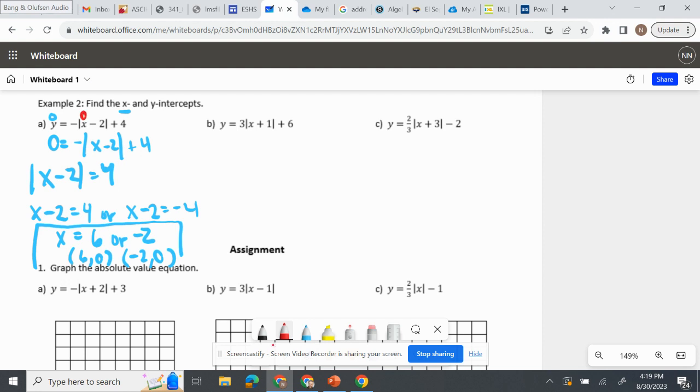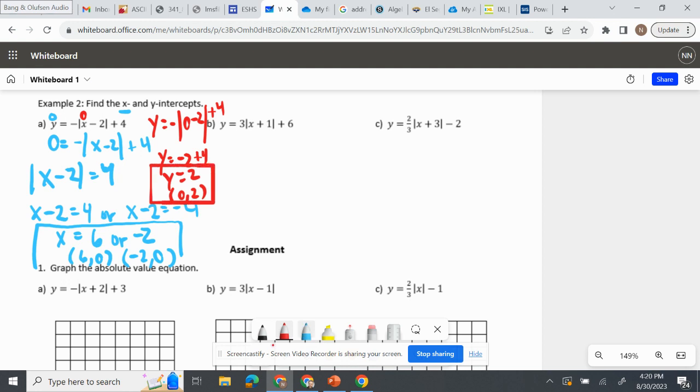for the x. So what we have is y equals negative the absolute value of 0 minus 2, and then plus 4. 0 minus 2 is -2. The absolute value of -2 is 2, but because there's a negative in the front, -2 plus 4 gives us 2. And we could also write it as an ordered pair if we want. And those would be our two answers.